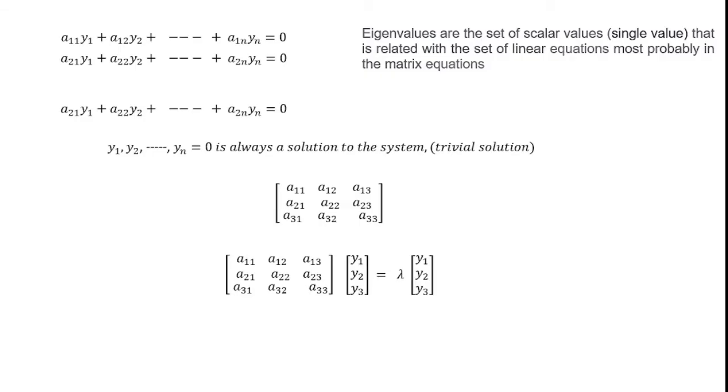So, what is an eigenvalue? Eigenvalues are the set of scalar values that are related with the set of linear equations, most probably in the matrix equations. Here I have another doubt, which is: what is meant by scalar values?